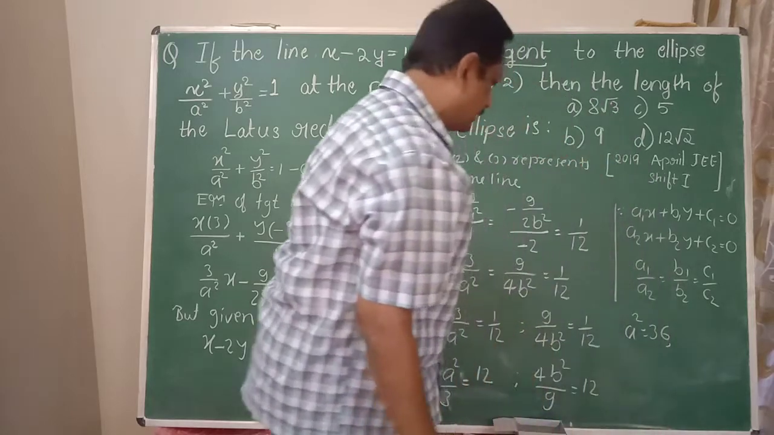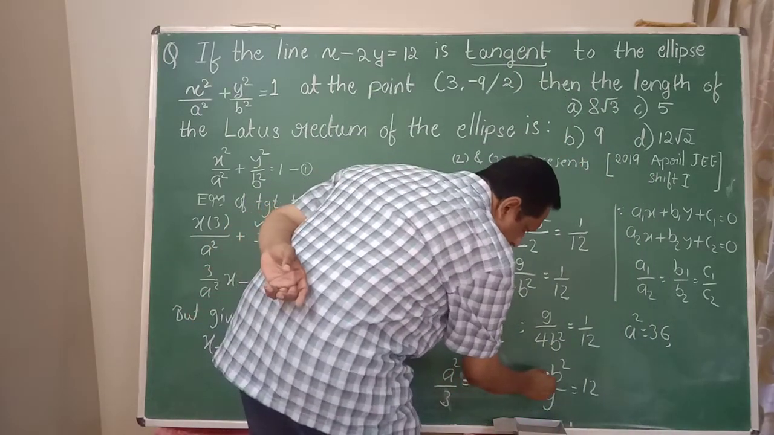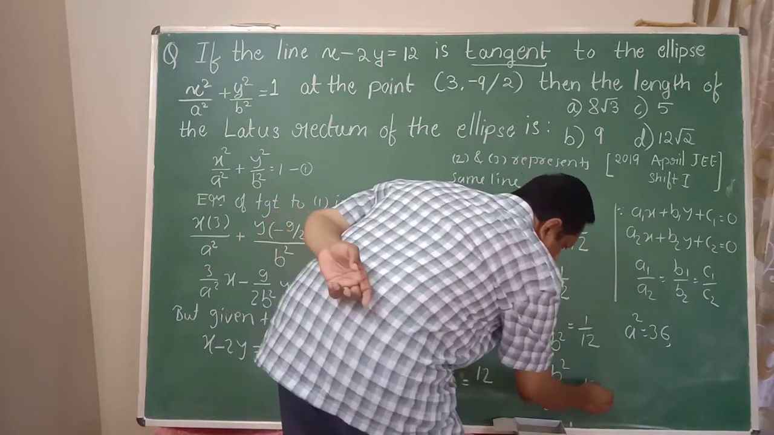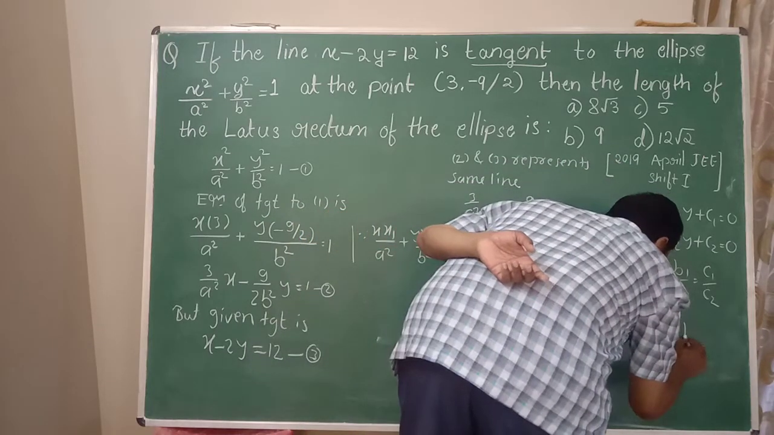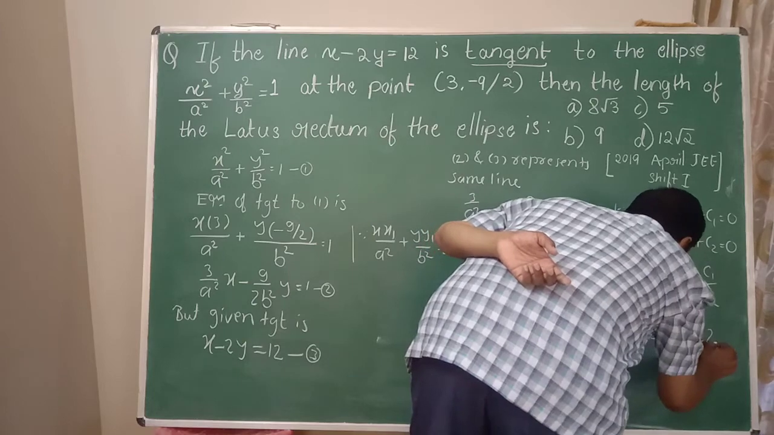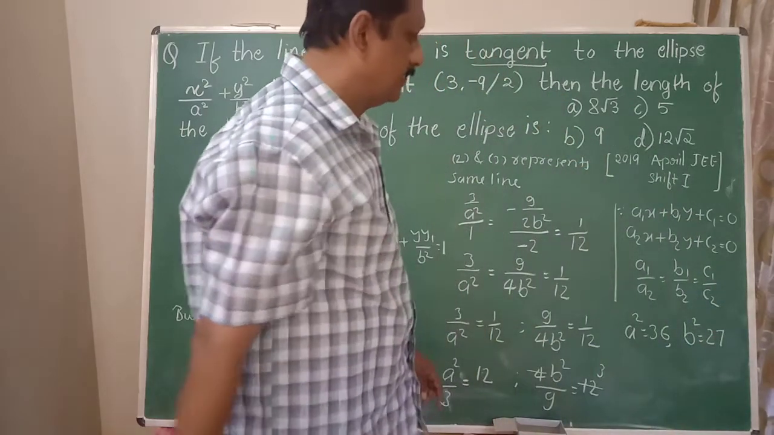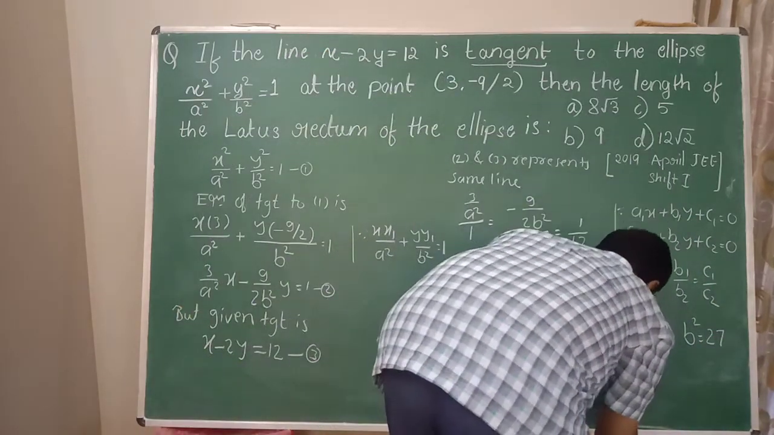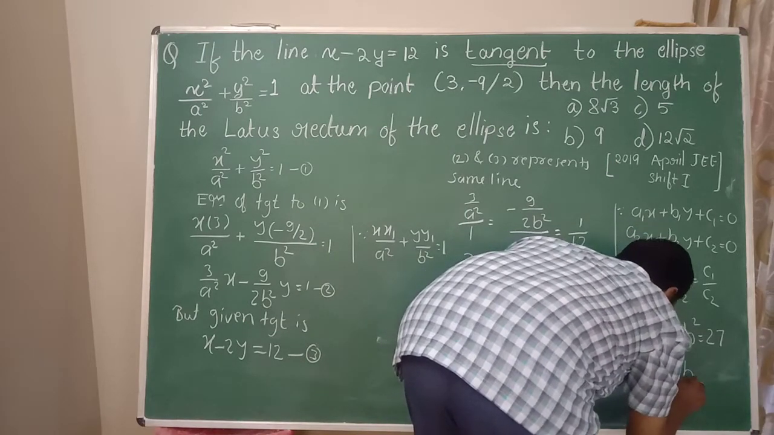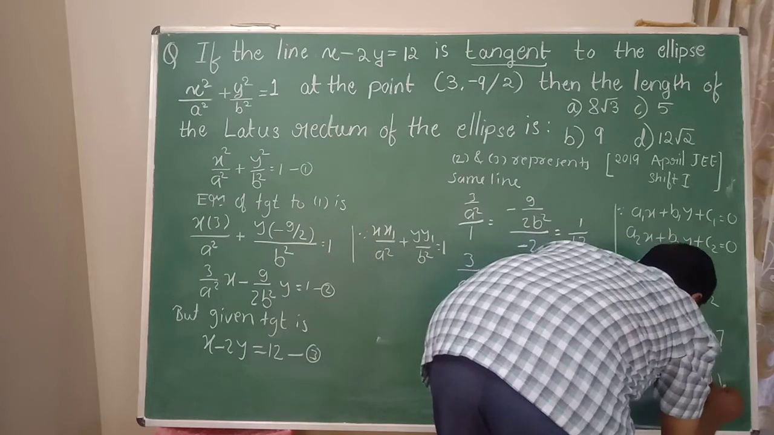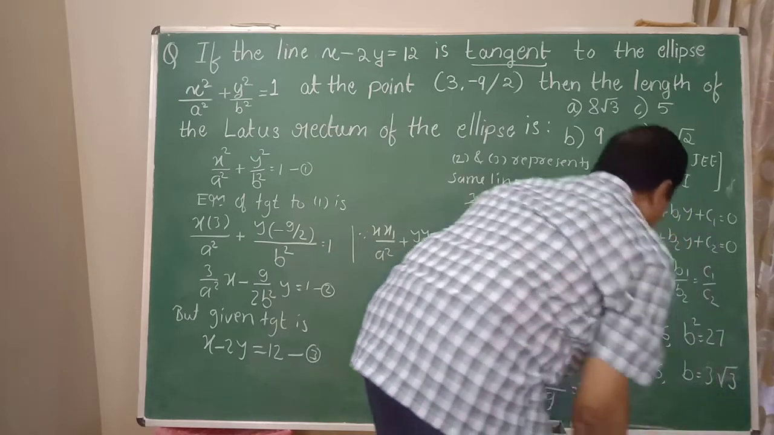A square is equal to 36, and here you can cancel. 4 1s are 4, 4 3s are 12, cancels, 9 3s are 27. So b square is equal to 27, and a square is 36. Therefore the value of a is 6, and b square is 27. Hence b is 3 root 3.